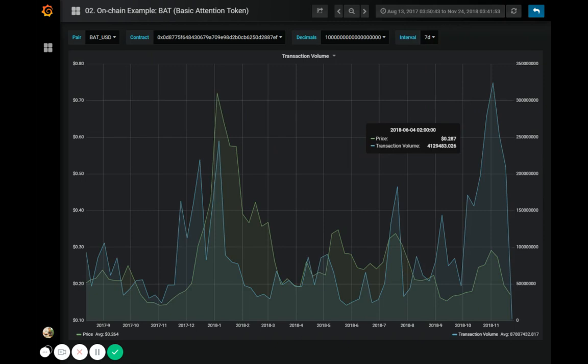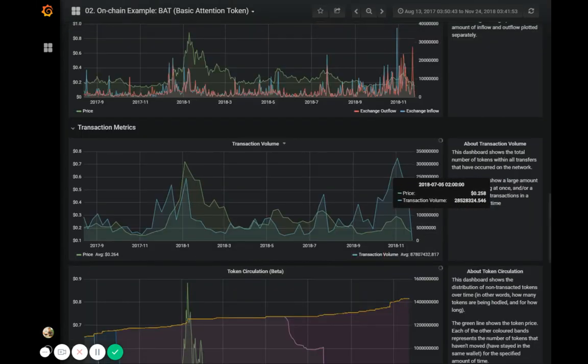Why? Because then we can see that the correlation between price and transaction volume can sometimes be pretty evident, but at other times it's simply not there. And that's why this metric is a pretty strong complementary, but not necessarily a strong direct signal or a direct price indicator. You want to use it in tandem with other data sets.